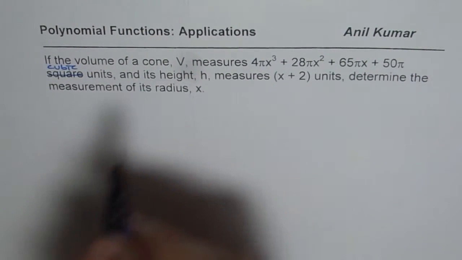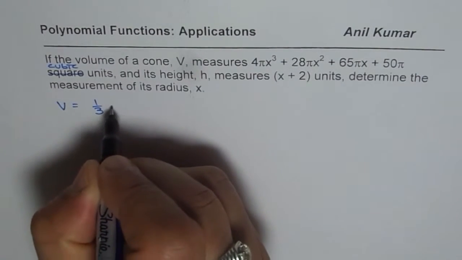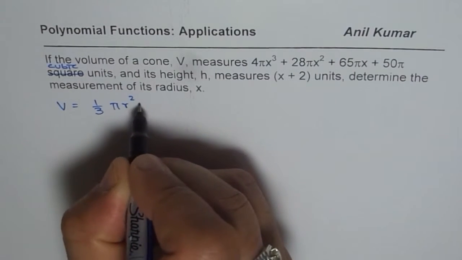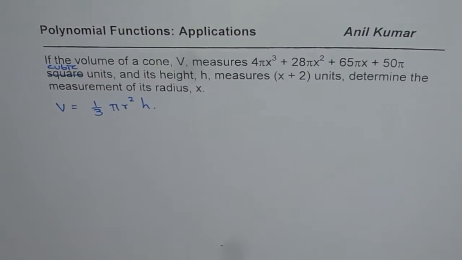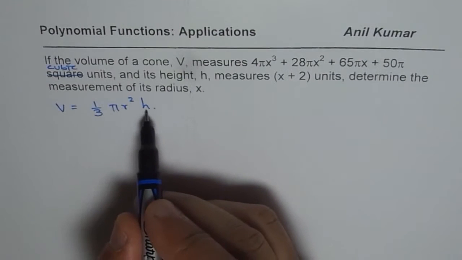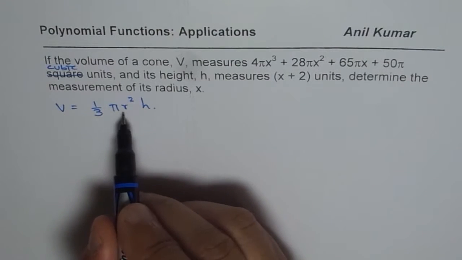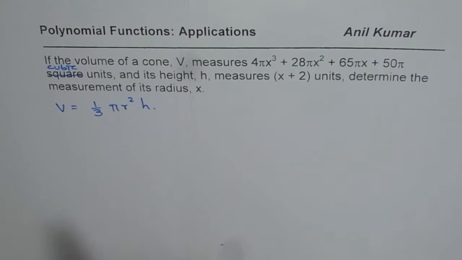Now what is the volume of a cone? The volume of a cone is 1 by 3 pi r square h. Pi r square h is the volume of a cylinder, and a cone is 1/3 of that. 3 cones can fit into it. So volume is given to us and we are also given the height. If we are given the height, we can find the radius using this formula.